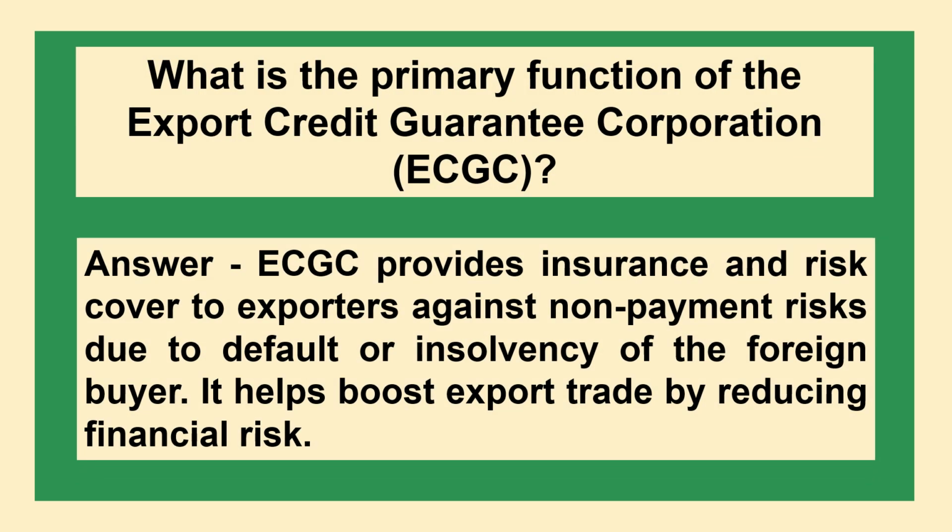What is the primary function of the Export Credit Guarantee Corporation, ECGC? Answer. ECGC provides insurance and risk cover to exporters against non-payment risks due to default or insolvency of the foreign buyer. It helps boost export trade by reducing financial risk.